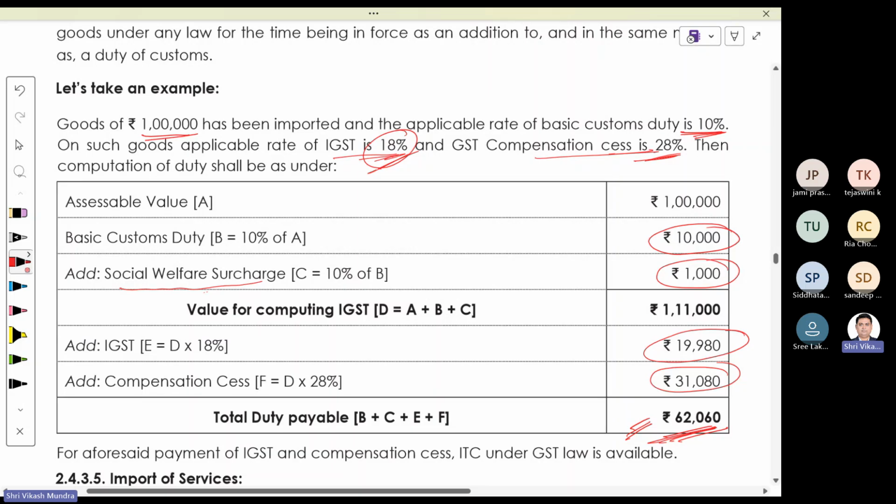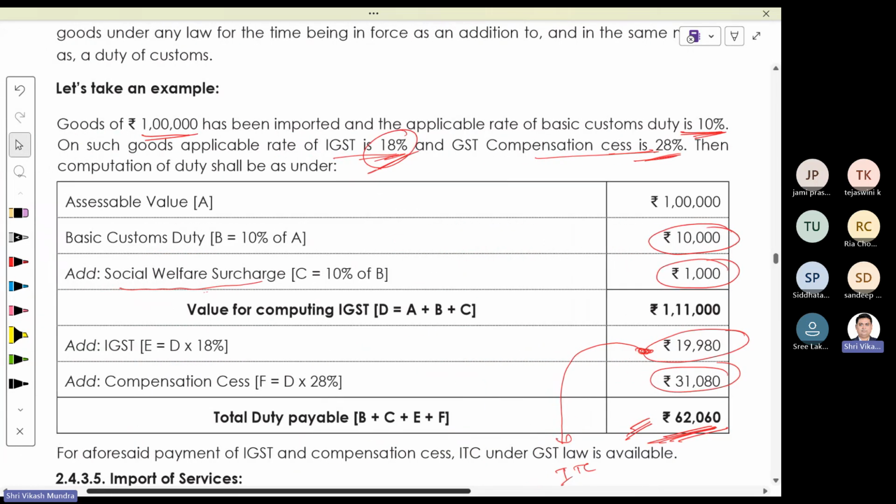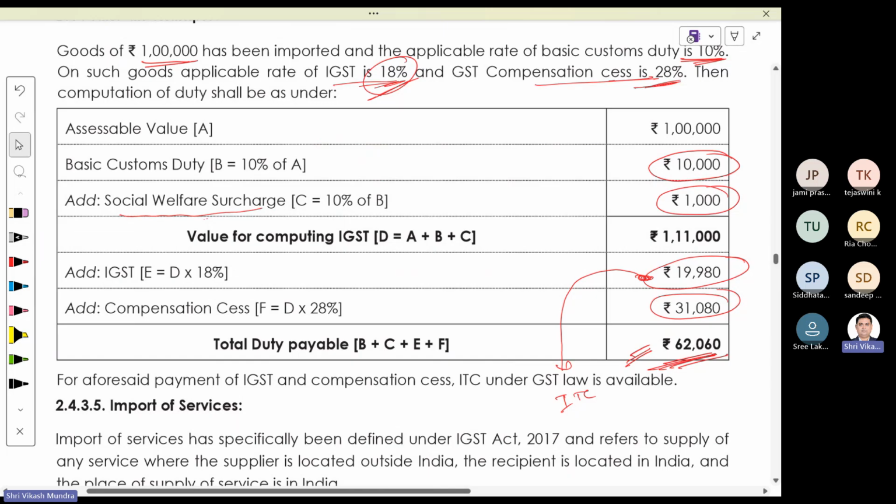Against payment of this duty, against this 19,980, the supplier is eligible for ITC. Input tax credit would be available against this payment of IGST as well as for this cess. However, against this basic custom duty and social welfare surcharge, no ITC would be available. Is it clear?